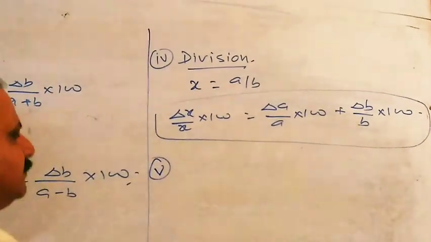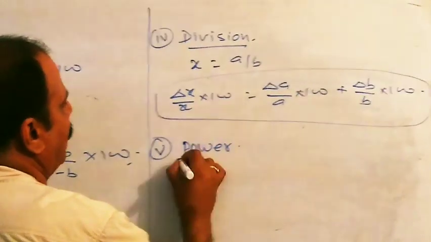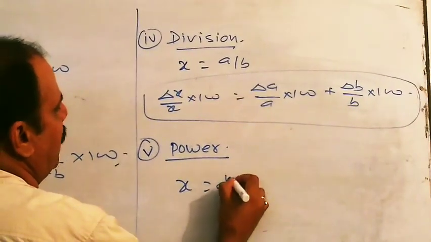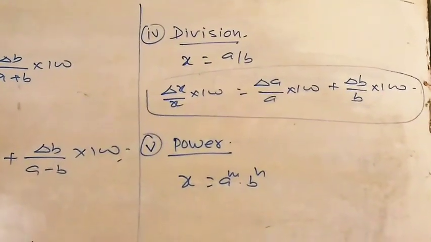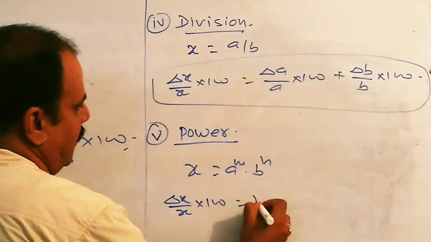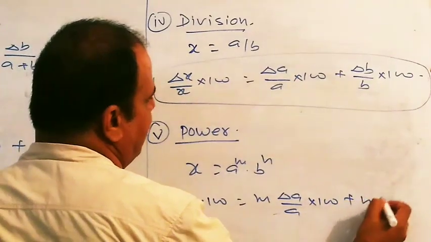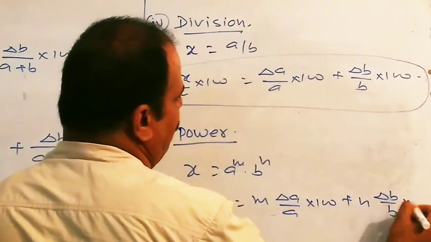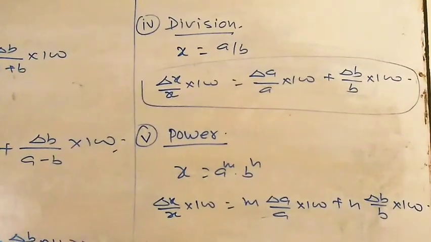And number 5, power rule. x equal to a to the power m, b to the power n. Here delta x by x into 100 equals m times delta a by a into 100 plus n times delta b by b into 100. This is the rule. Question based on this 5 rules.